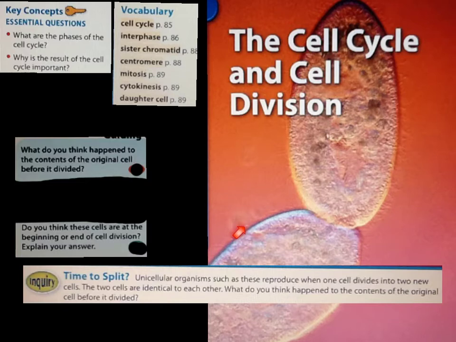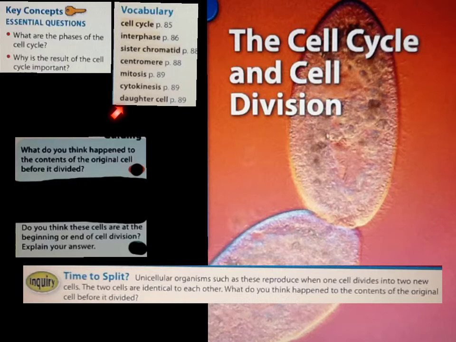We're also going to be talking about a couple of things, and they are in your vocab words, which are these here. So remember, you are going to be noting in your science journal all of those vocab words. You're writing them down. So we're going to start with cell cycle and interphase, sister chromatid, centromere, mitosis, cytokinesis, and daughter cells. So those are your vocab words that you need to note in your science journal.